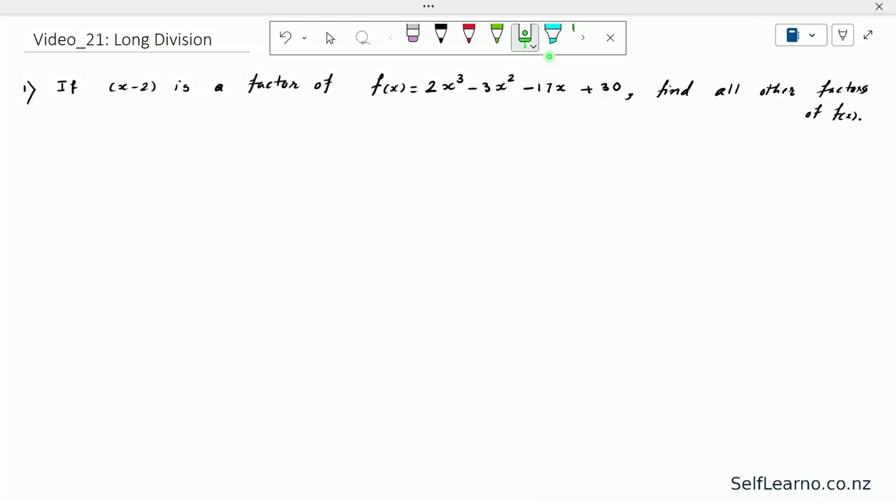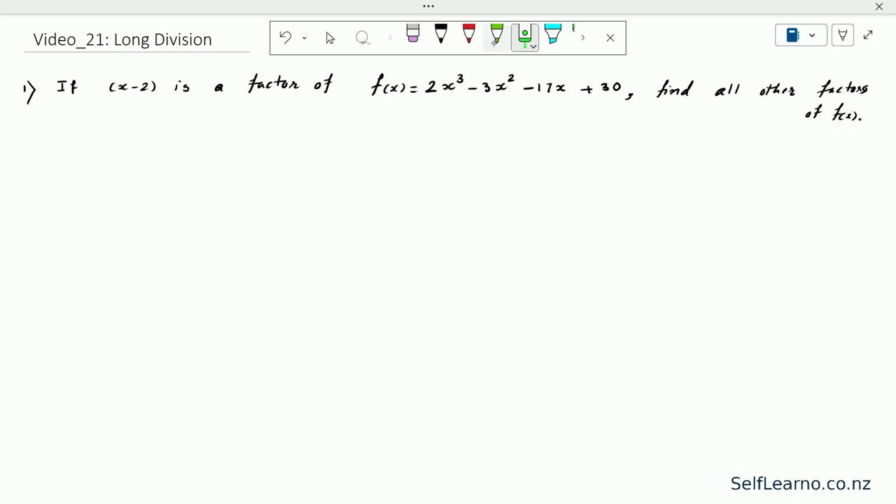See what is given over here. X minus 2 is the factor of this. What does it mean actually? As x minus 2 is a factor of this, this polynomial will be completely divisible by x minus 2.